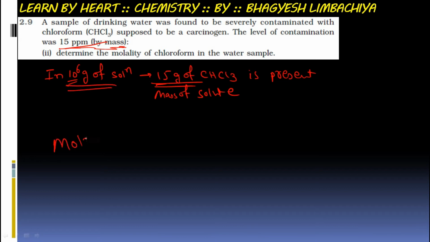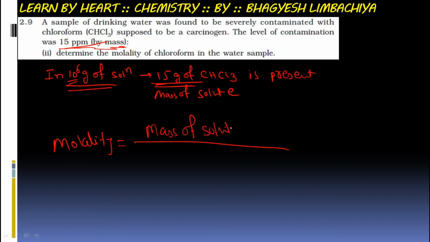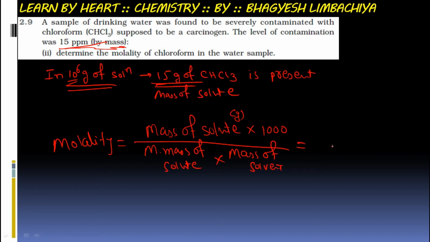So the formula of molality is mass of solute multiplied by 1000, mass of solute is in gram, divided by molecular mass of solute, and it is multiplied by mass of solvent, and here it is equal to mass of solution. So 15,000 over molecular mass times mass of solvent, 10 lakhs, it is 119.5.